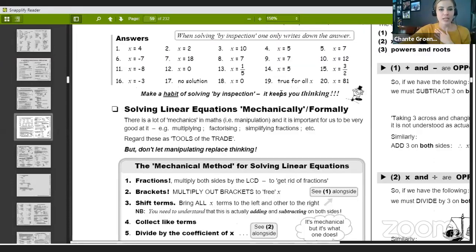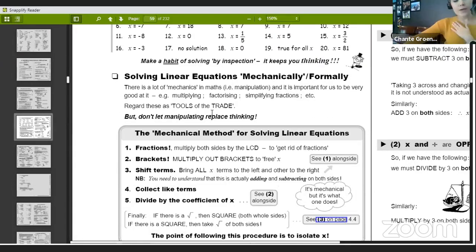I want us to look at the next one. They say that here are the tools to work out and to solve linear equations. Fractions: multiply both sides by the lowest common denominator, to get rid of any fractions. Multiply out my brackets to get x free. I want x alone, right? Shift the terms, make sure that x is on one side, for instance, the left, and all the other terms are on the right side.